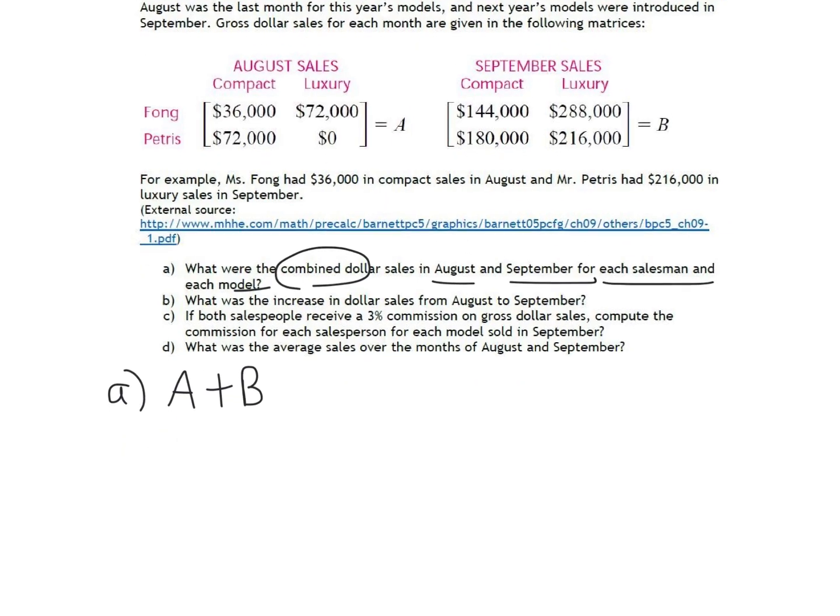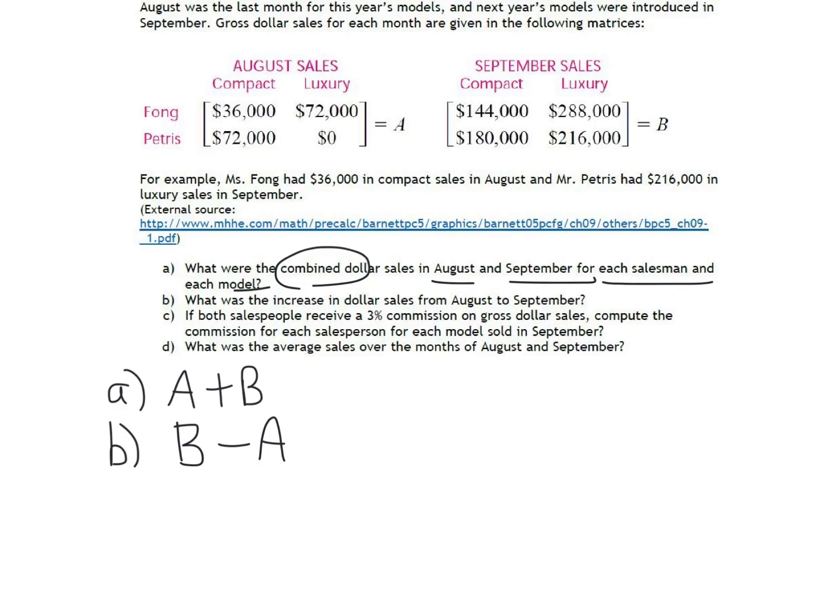Okay. B, let's see what B is asking. It says, what was the increase in dollar sales from August to September? So in that case, we're looking for a difference between the two. How is one less than, or how is one greater than the other? So we're looking at how much the sales increased from August to September. So in that case, we would be taking the September matrix and we would be subtracting the values in the A matrix to see what the increase was month over month.